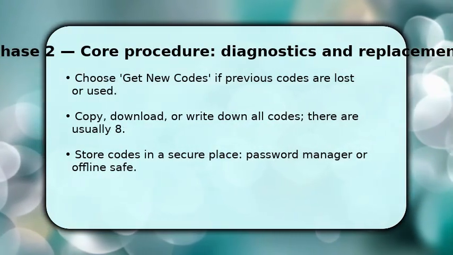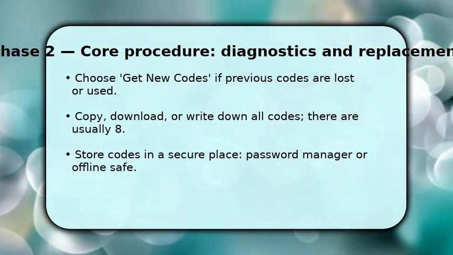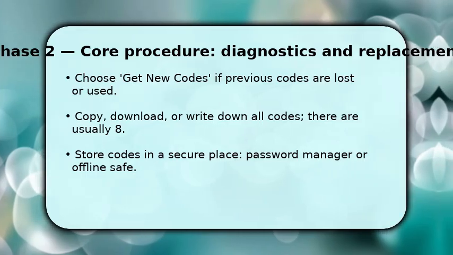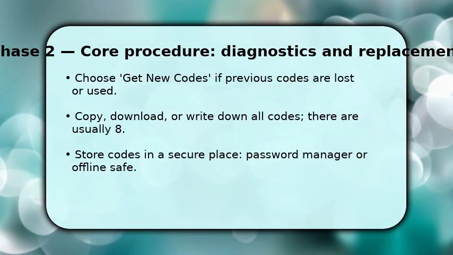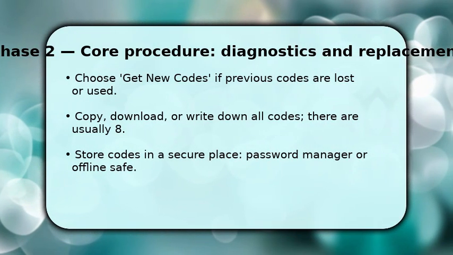Next, you actually generate or reveal the codes. If you've lost previous codes, choose Get New Codes. Instagram will replace the old set. Copy or download every code or write them down exactly as shown. There are usually 8 codes and each is single-use.